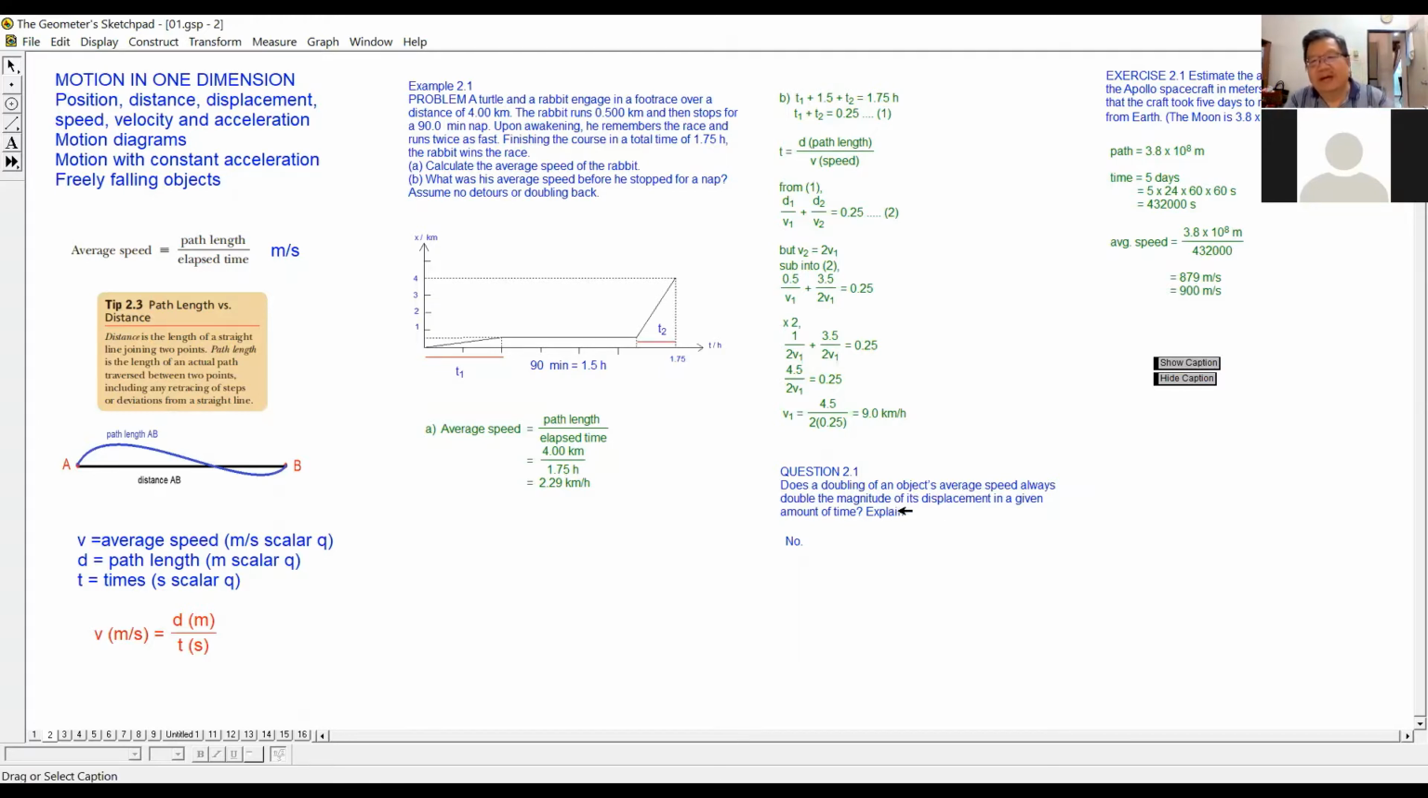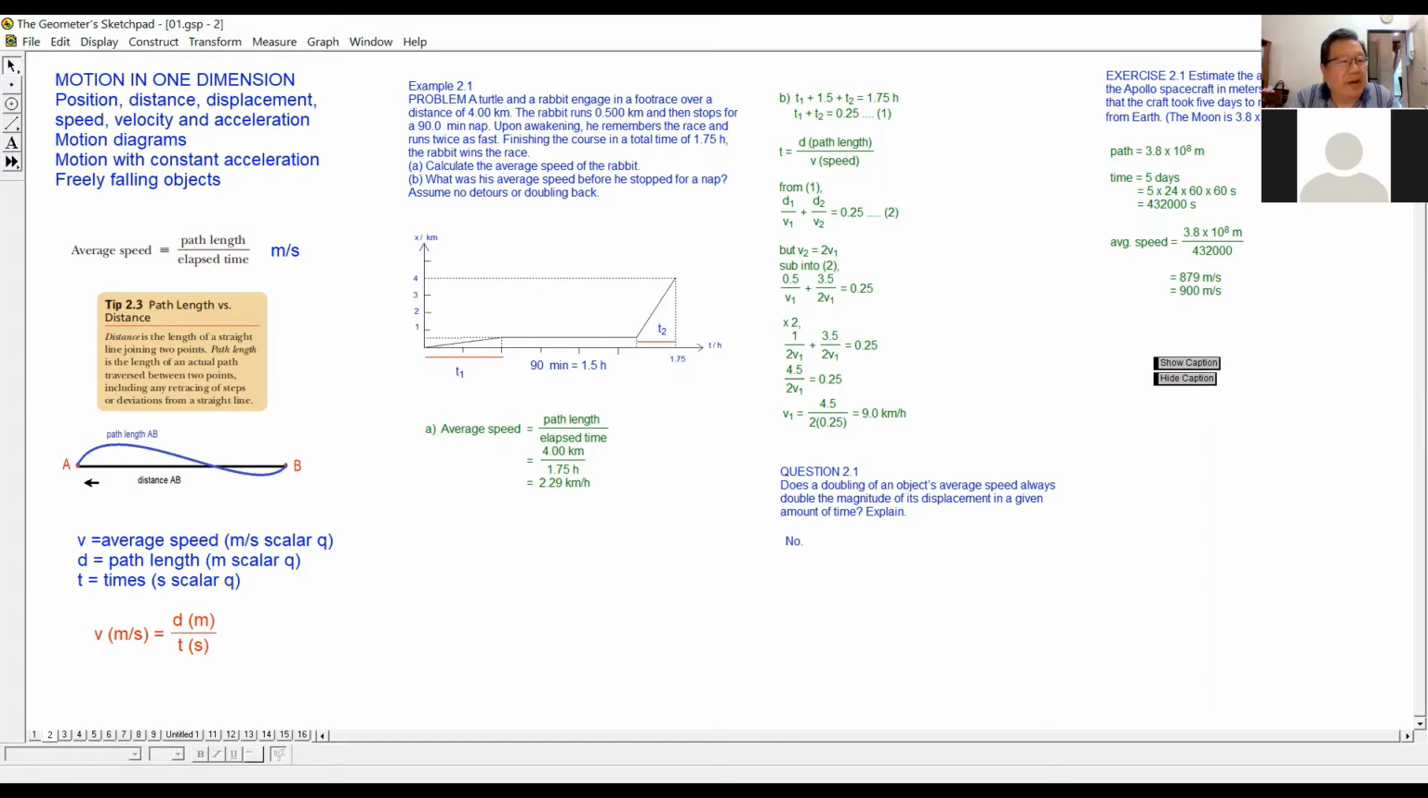It means, let's say if I double the average speed, can I always double the magnitude of its displacement? The time is fixed, let's say 1 minute. Look at the diagram on the left. The blue curved line is the path length. The black straight line is the displacement.